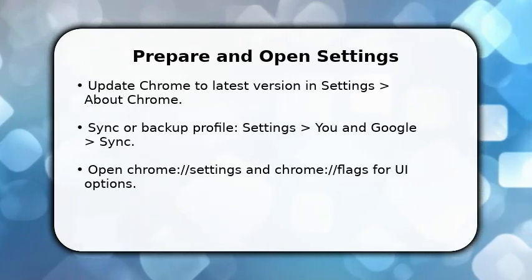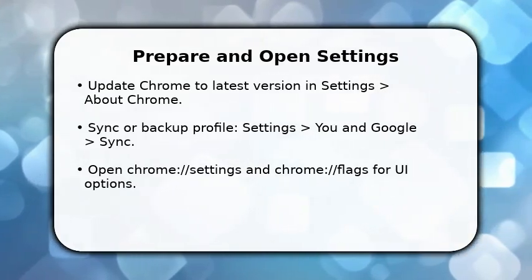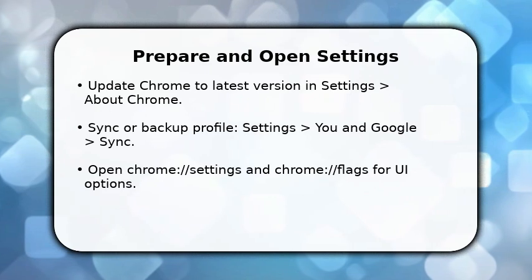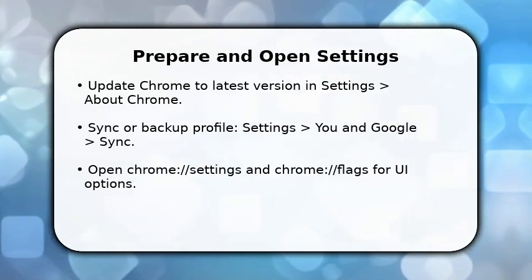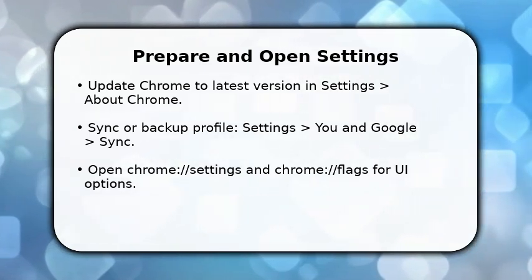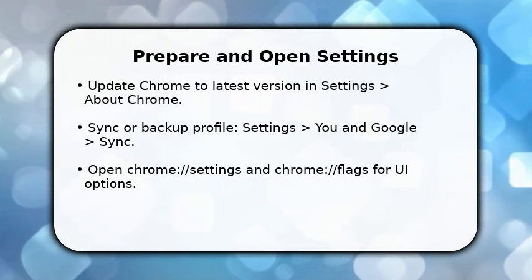You start by making sure Chrome is current and your profile is backed up. That protects bookmarks and extensions. Once done, open Chrome and go to Settings, then to Appearance to access theme options.